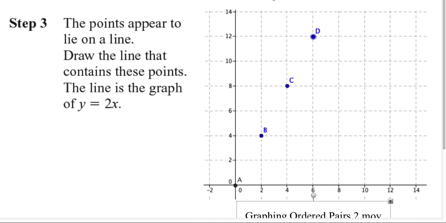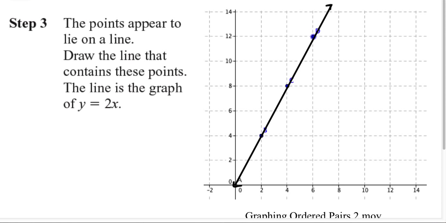So basically what we just did was connect all these points with a straight line, and we drew arrow points after that, which means this is a line that goes on indefinitely. So draw the line that contains these points. The line is the graph of y equals 2x. And that is step number 3.